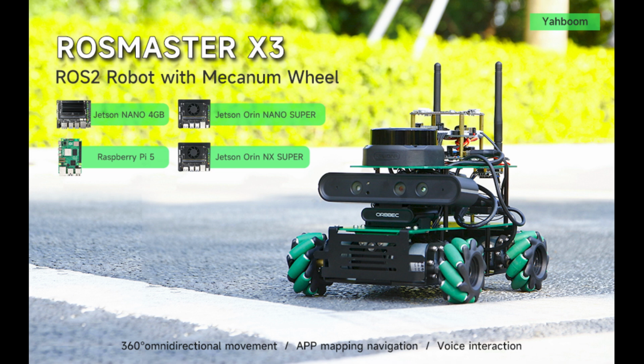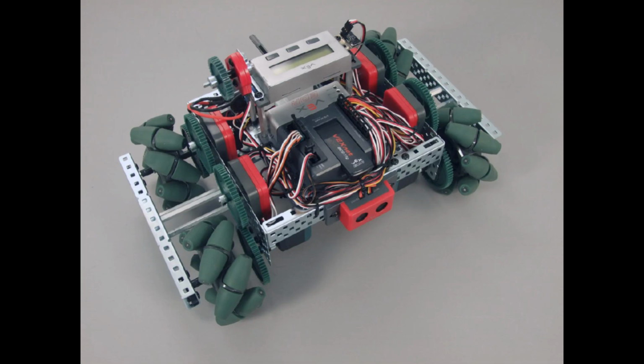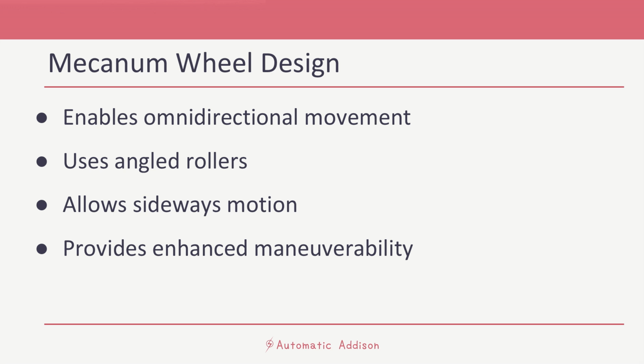A mecanum wheeled robot uses special wheels with rollers attached at an angle, allowing it to move in any direction by rotating the wheels independently. Compared to robots with standard wheels that can only move forward, backward, and turn, mecanum wheeled robots have greater maneuverability and can move sideways without changing orientation.